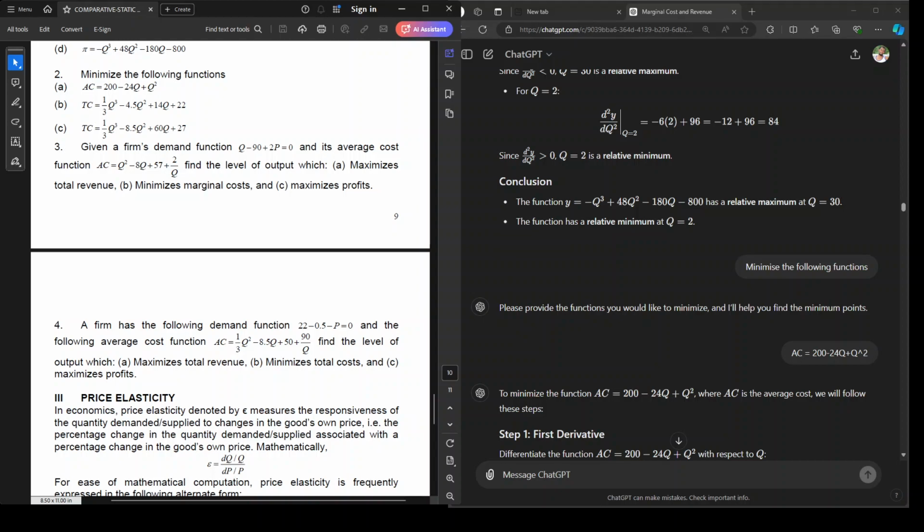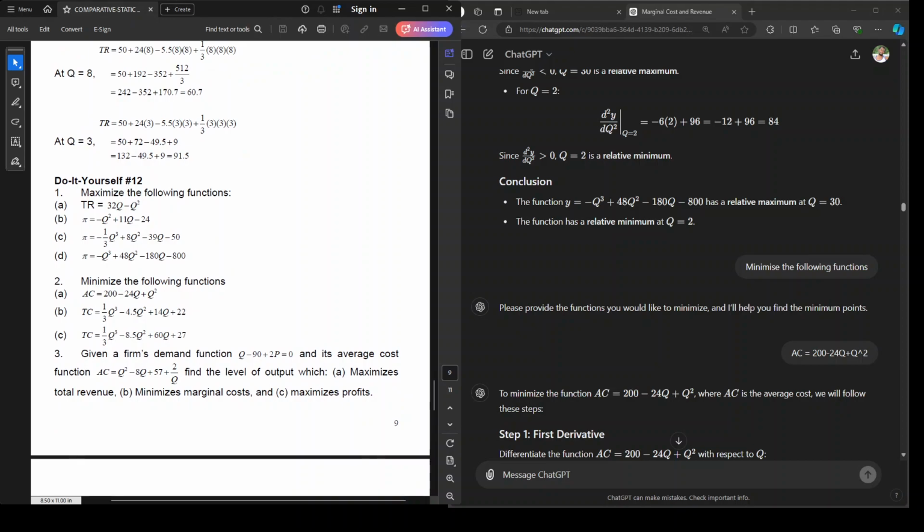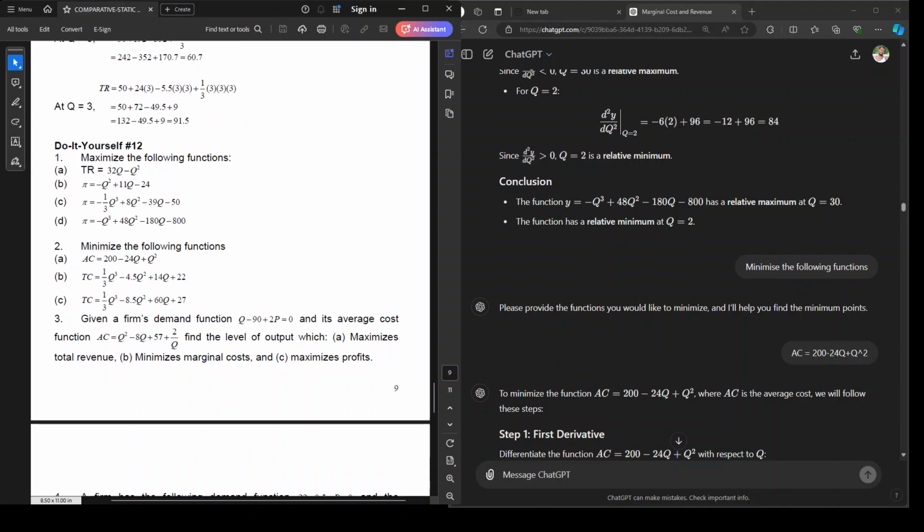So we're gonna do this one on sharp. The reason being they are similar to this content, just that here we're maximizing, here we are minimizing. And minimizing means the second derivative should be greater than zero.